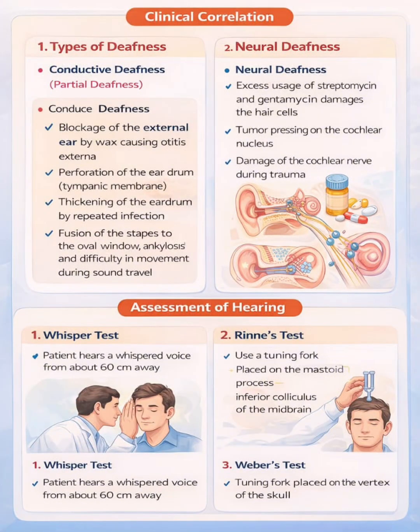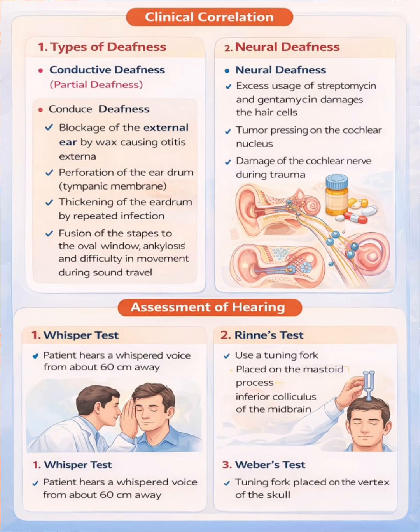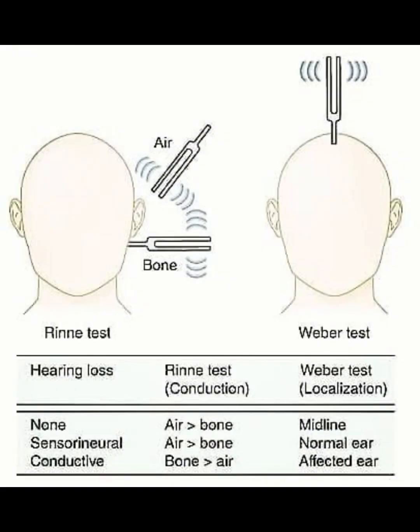It's simple. You can assess hearing through what we call the whisper test. In the whisper test, what happens? The patient hears you while you are whispering. So you just stay 60 centimeters away and you whisper. And when you whisper, if the patient can hear you, which means there's no conduction deafness, so the patient is fine. So you have what we call the Rinne test. In the Rinne test, what happens?